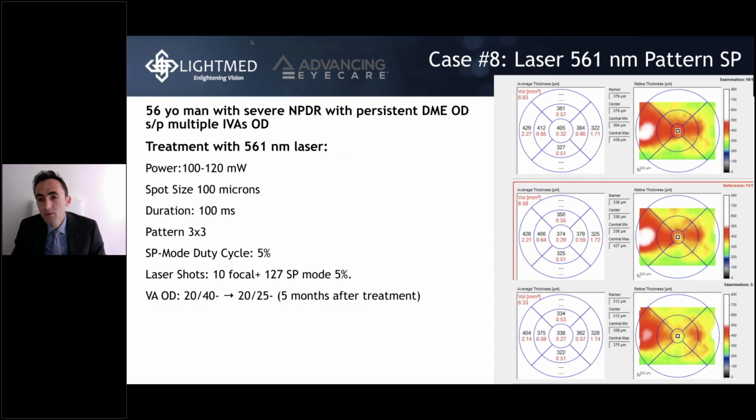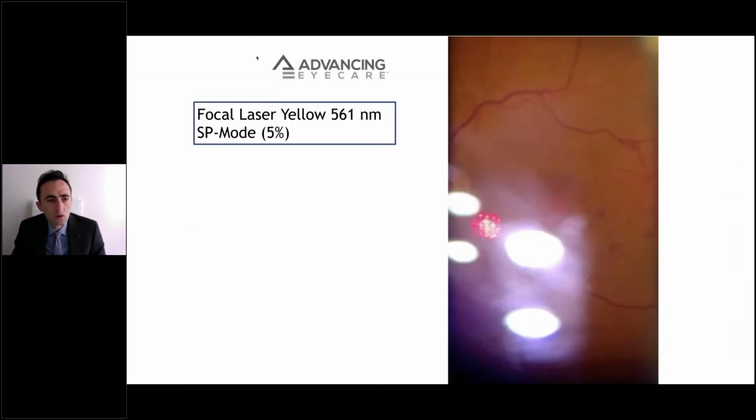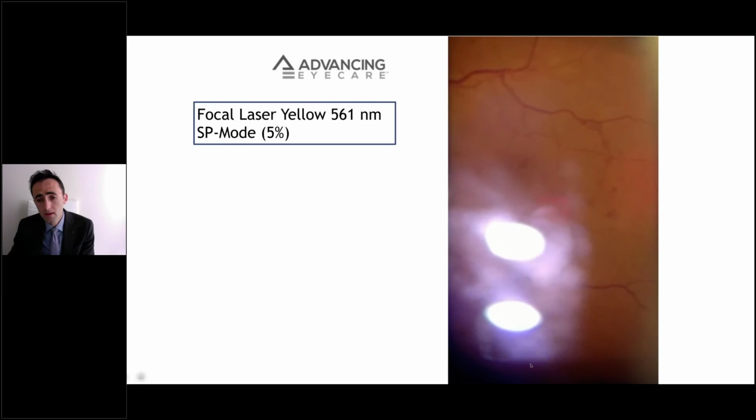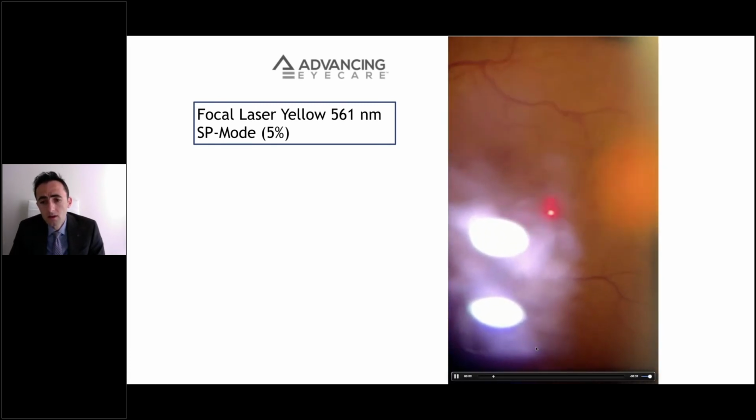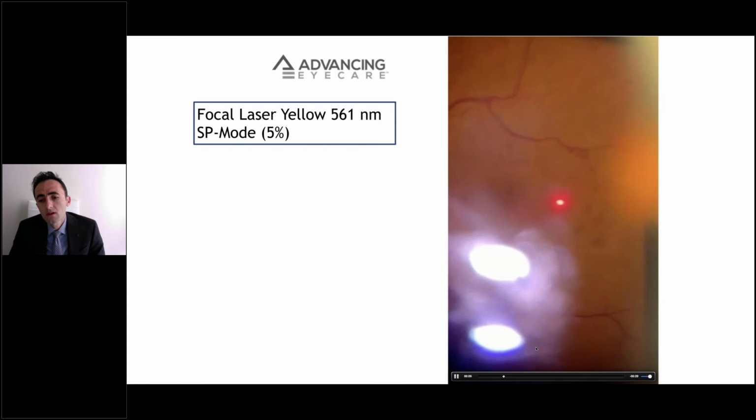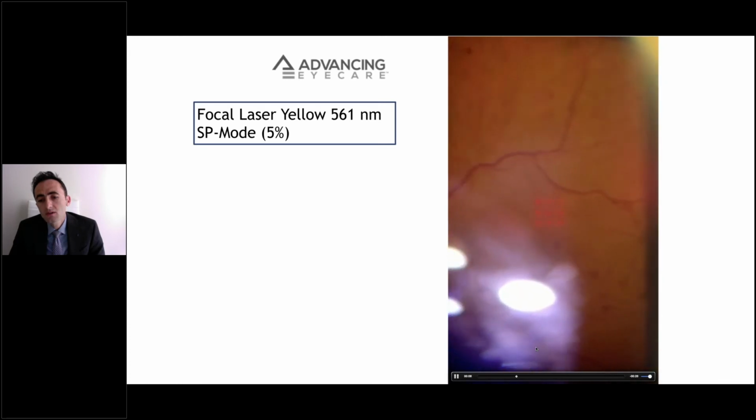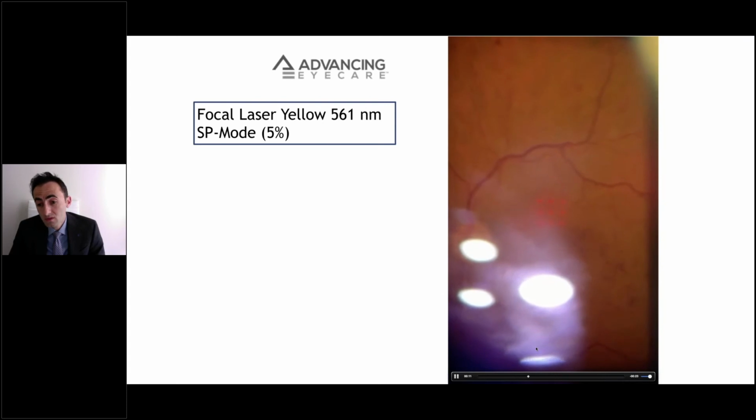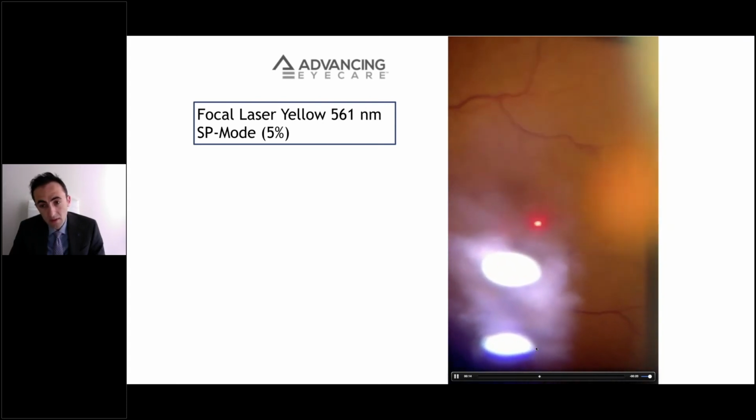And this is a map showing the decrease in the central macular thickness on the OCT thickness map after this treatment. I wanted to play a video of this focal yellow laser 561 using the pattern of 3x3, applying pattern treatment coupled with SP-Mode, which means 5%, that I utilized for this patient within the central part of the macula. You can see when you press on the paddle, 9 spots are being applied to the treatment, and you don't see laser burn, and this is what you want because you're treating within the central part of the macula.